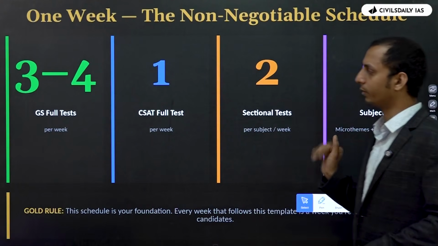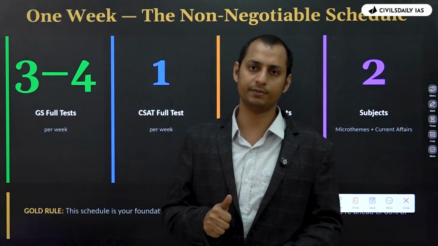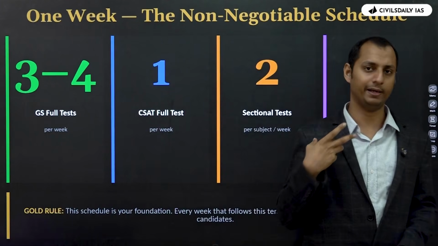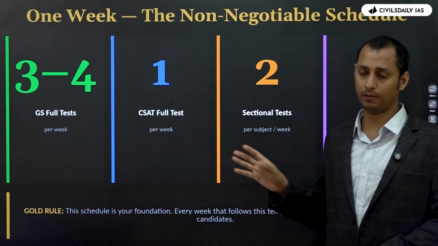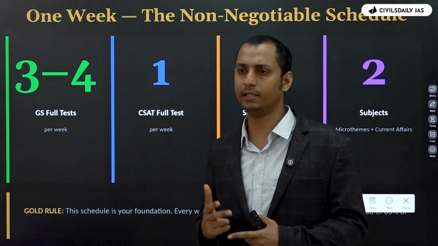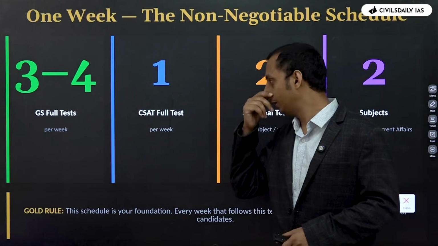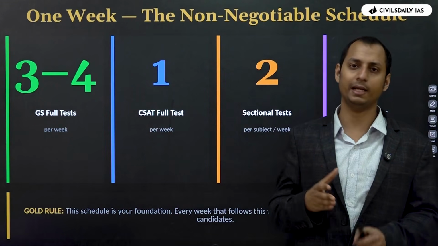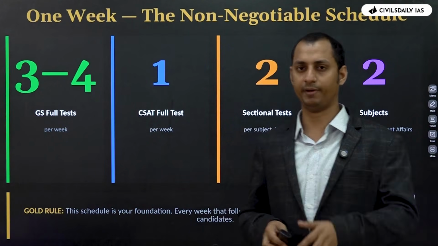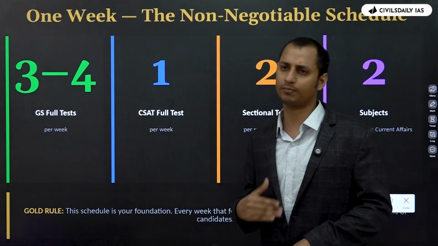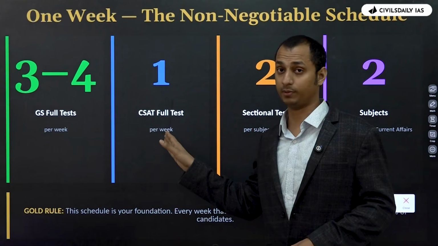Now, so what should your 1 week look like? At least 3 to 4 GS full tests. Definitely every alternate day. Monday, Wednesday, Friday, Sunday. Go for at least 1 CSAT full test as well. Now, if you're scoring 120, 130, 140, or even 95 plus, you don't need to waste your time doing this full test. On Sunday, anyways, you will be attending a full-length test, right? GS plus CSAT. Just that would suffice. You don't need to do another full test. But if you're someone who's scoring maybe 70, 75, 80, you can do 1 CSAT full test as well.